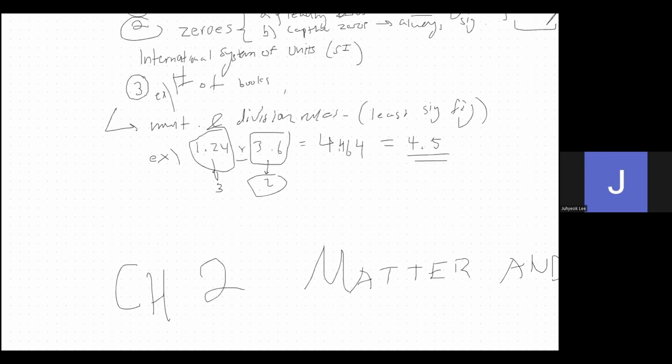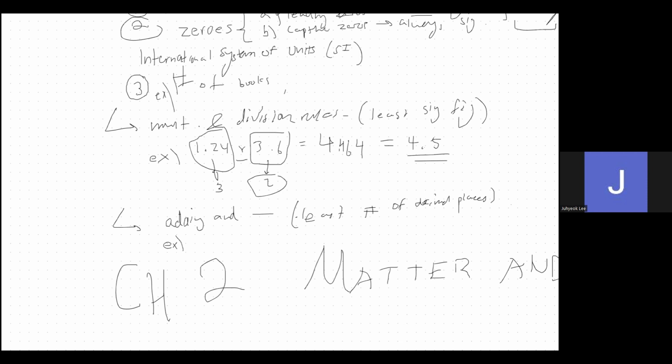Now the next rule that I want to go over is for adding and subtracting. I'll just write it as the subtraction symbol. So for this, it's the least number of decimal places. Now, what does that mean? Let's do an example to figure out what that means.